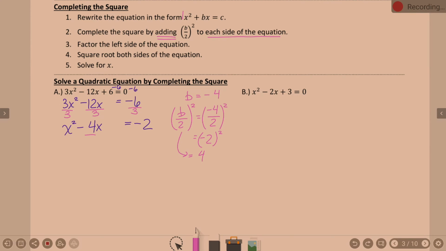So I said leave a gap, right? Yeah. We're going to take this 4 here and we're going to add it on the left and we're going to add it on the right.